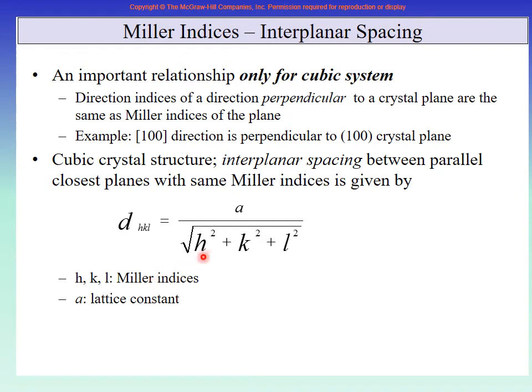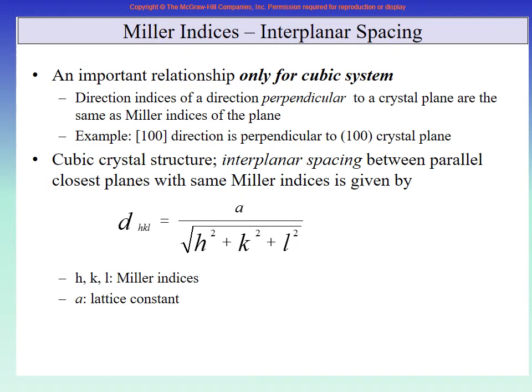So if you have 1, 1, 1, if that is the plane, then what is the distance between one plane 1, 1, 1 and the next plane 1, 1, 1? This is the formula. So just divide the A for that cubic crystal by the square root of 1 square plus 1 square plus 1 square. So it is A upon root 3.